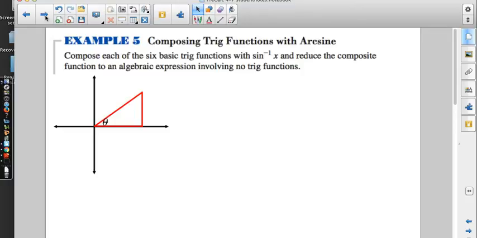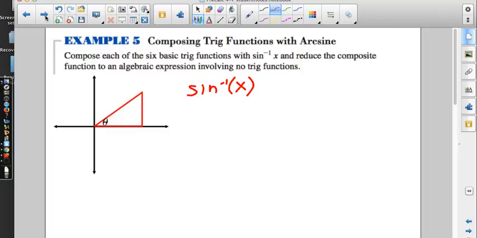So now we're going to start talking a little bit about composition, not as much as your book had in section 4.6 that we skipped, but a little bit of it. Here's what it says: compose each of the 6 basic trig functions with an inverse sine of x. Not a value that we've looked at, it's algebra. And reduce the composite function to an algebraic expression involving no trig functions. Okay, let's start here.